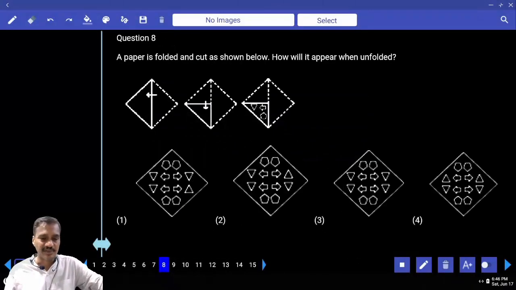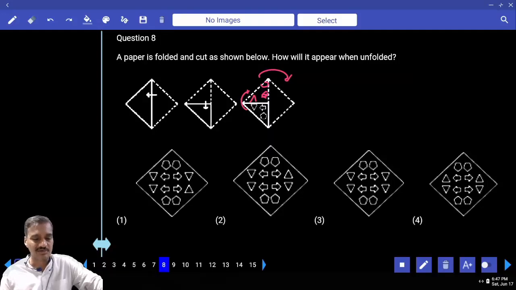Then when it is unfolded, this one from here to here must be opened in the reverse order, that is water image. Now this triangle will be like this on the same axis. Now this arrow must be like this only towards left hand side. Now this is towards down, and the pentagon is towards down. Then from here to here it is a mirror image.